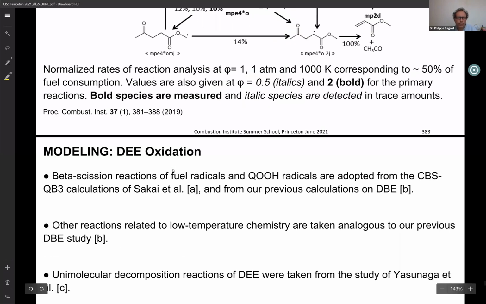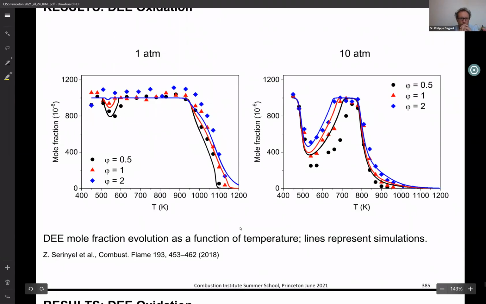Diethylether is also an interesting fuel. It has been studied previously. These are two sets of data, one obtained at 1 atmosphere and the other one at 10 atmospheres. You can see a big difference. At 1 atmosphere, there is almost no cool flame here, and most of the reactions start above 900 Kelvin. And here we oxidize the same fuel, same equivalence ratio. You can see that there is a very strong cool flame occurring with a maximum at about 550.